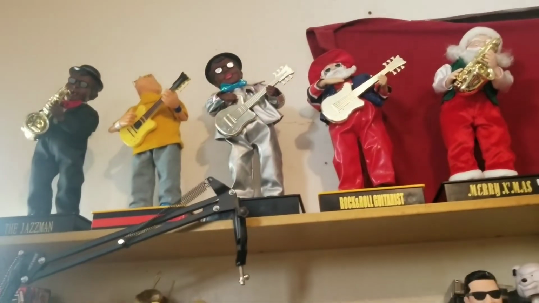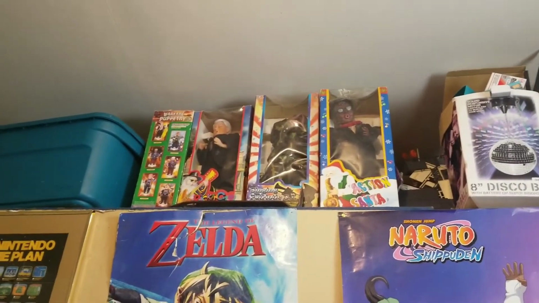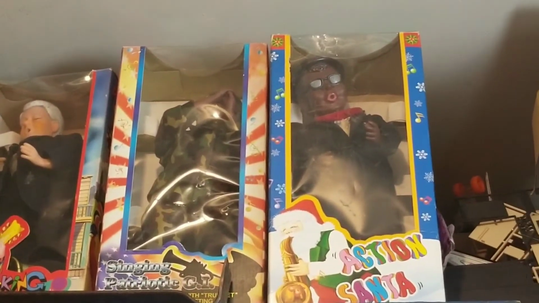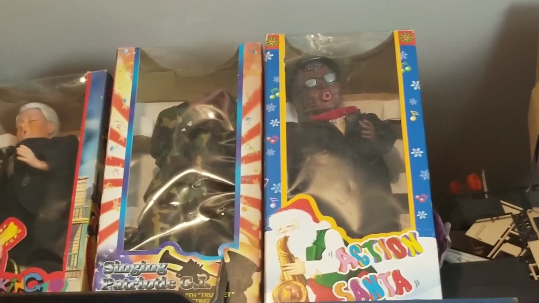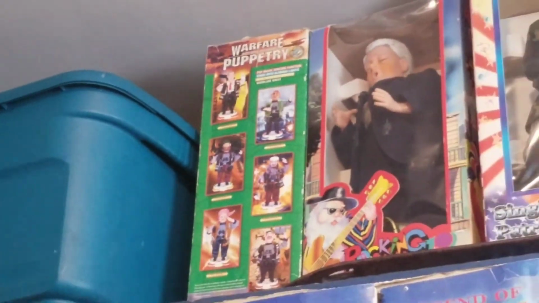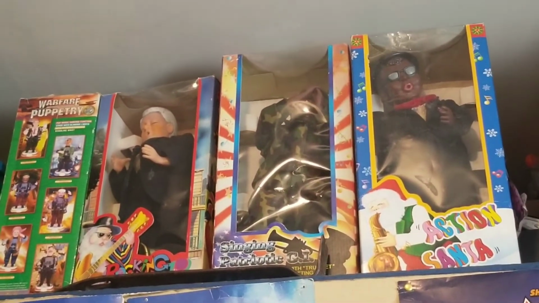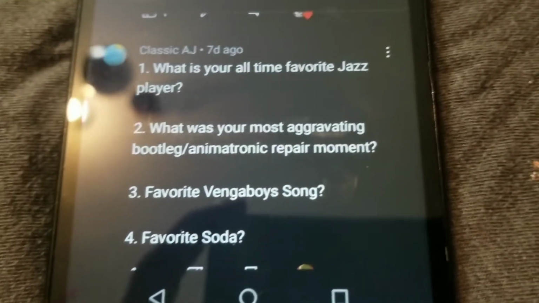But anyways, yeah, honestly with jazz players, these are freaking cool. And if you guys did not know, I'm actually storing some of these in different boxes for storage purposes. And you obviously know what that is, clearly. I want to get the jazz player bass version of that eventually, but that's going to have to come till later. Question 2. What was your most aggravating bootleg / animatronic repair moment?